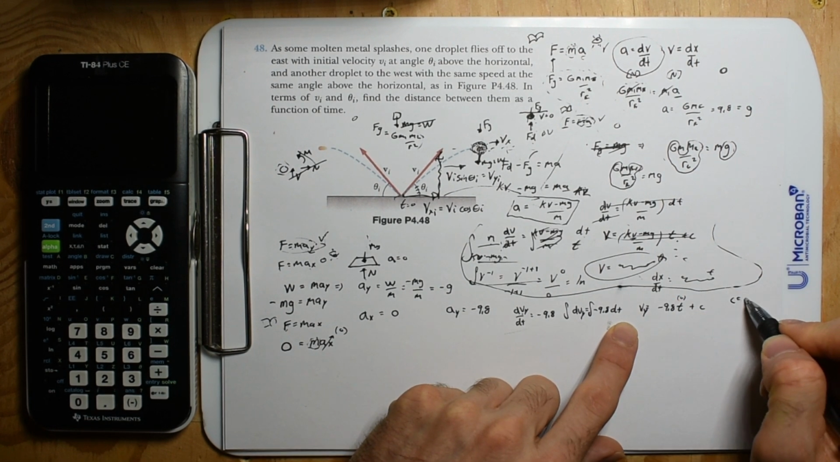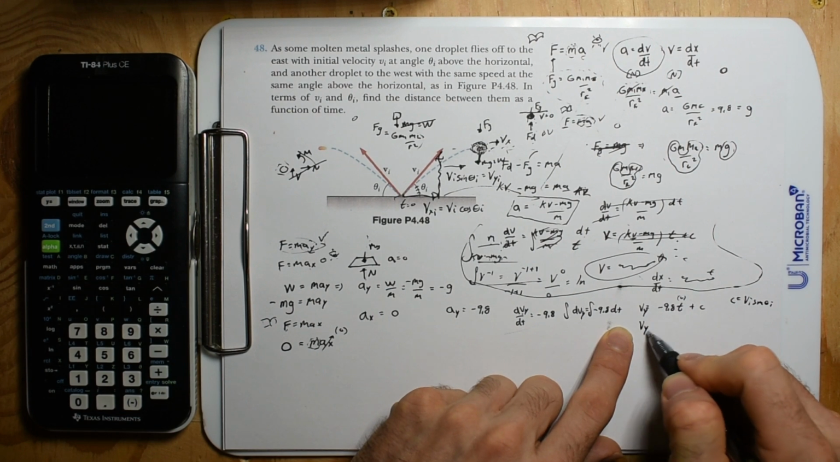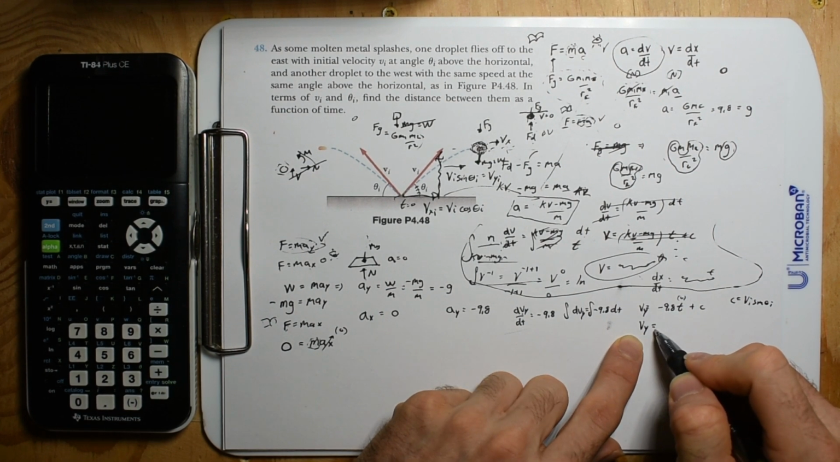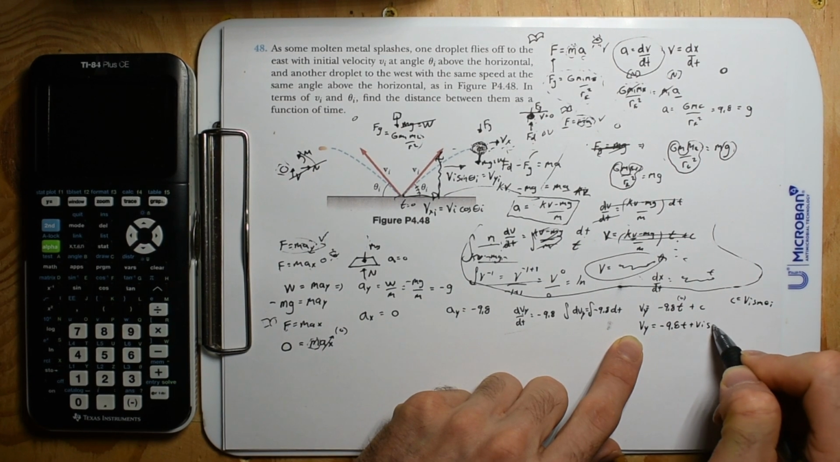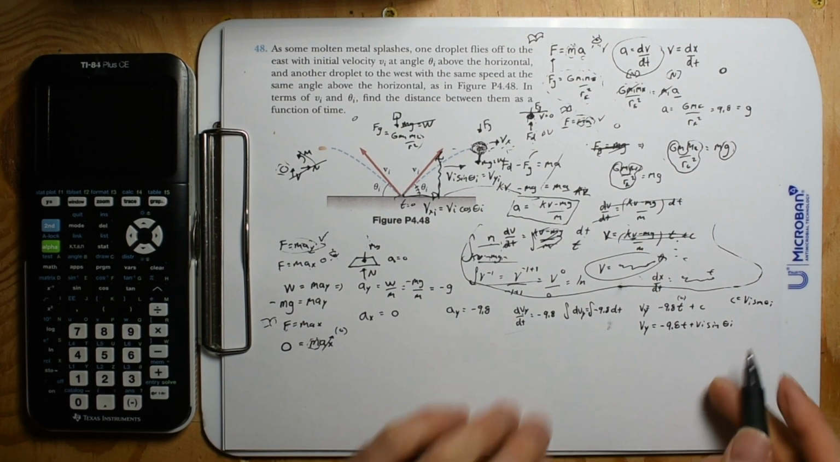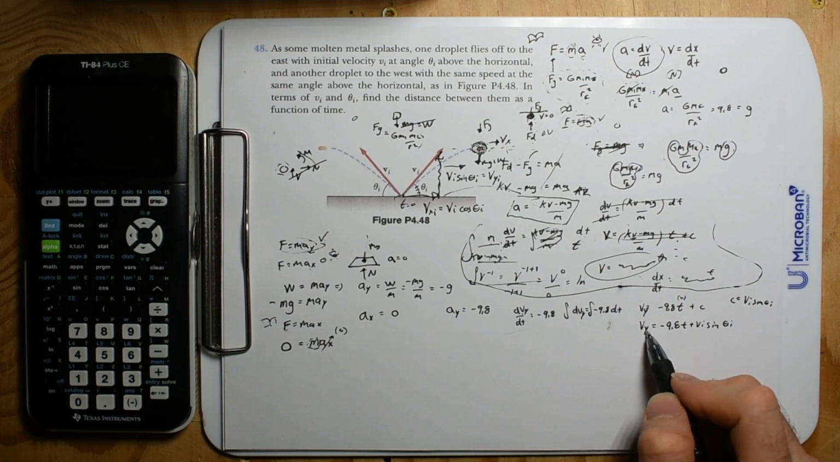We could do the steps over here, constant equals v initial sine theta initial. But this is the equation for velocity in the y: negative 9.8 t plus v initial sine theta initial. So at any given time, I can know what the velocity in the y is.